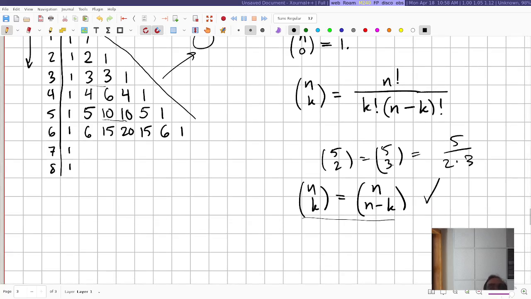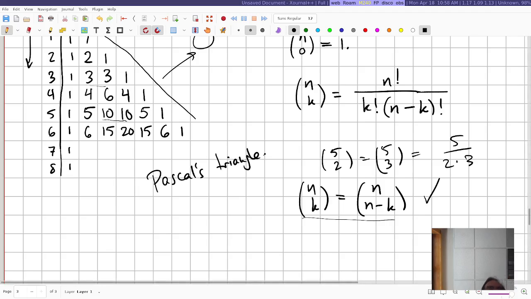So we'll talk more about this. This is called Pascal's triangle. It's very famous.